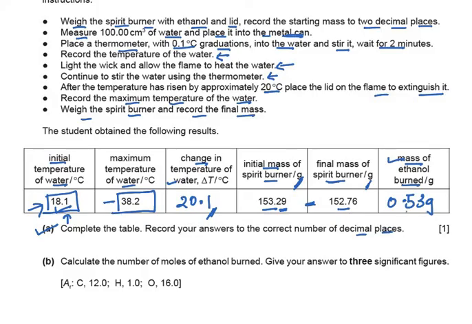So our answer should also be written in 2 decimal places. So we have written 0.53 gram. Now calculate the number of moles of ethanol burnt and give your answer to 3 significant figures. Here it's written in the question about 3 significant figures, so we are supposed to calculate our answer up to 3 significant figures.